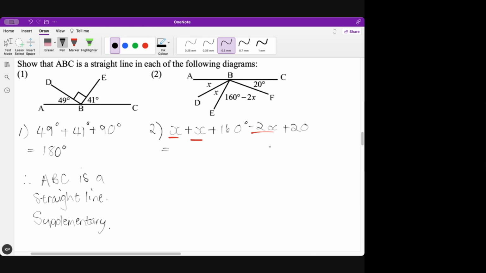The x's are gone. And then you're just left with 160 plus 20 degrees, which is what? 160 plus 20. That was so simple, guys. We went through a lot for nothing. That gives me 180 degrees. And of course, therefore, ABC is still a straight line. And your reason is the angles are supplementary.